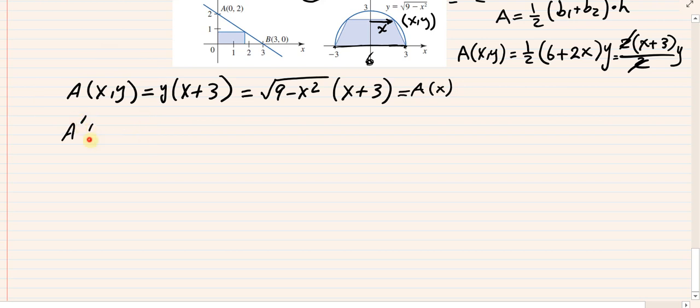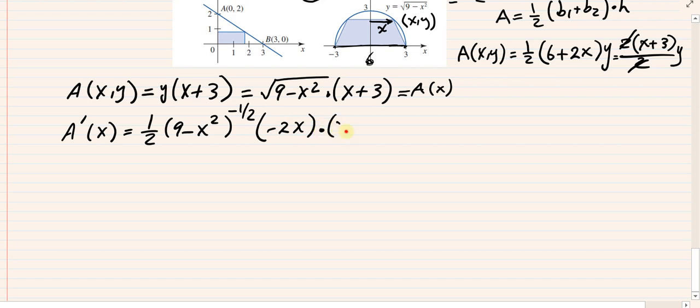Now, A prime of x is going to be, we're going to use the product rule, right? So it's going to be derivative of first function, which is 1/2, 9 minus x squared to the negative a half times negative 2x, times second, plus first times derivative of the binomial, derivative of second. There.